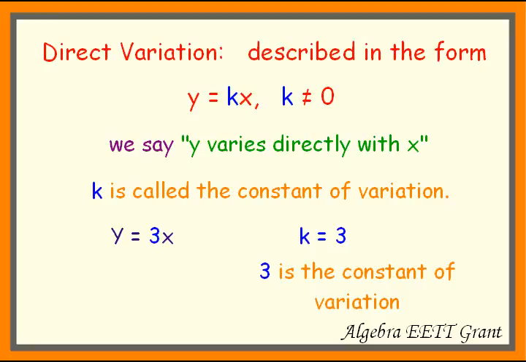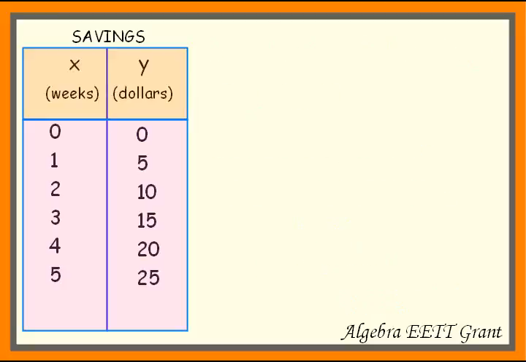Now, some of you are going, well, that's the slope, right? And that's exactly right. So y equals kx, k is the slope. So let's do an example.